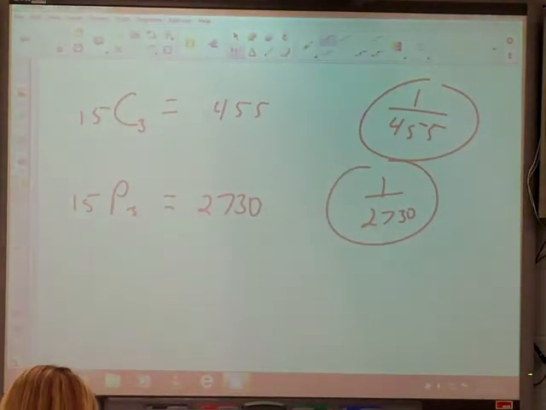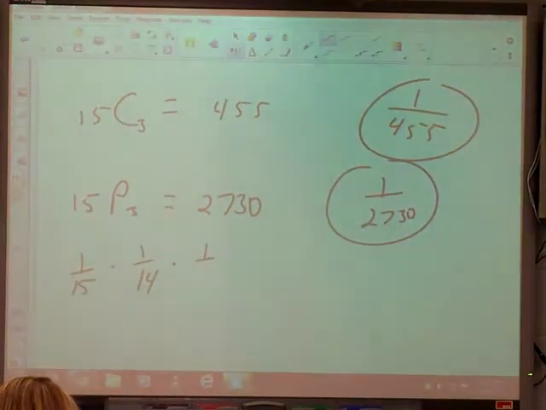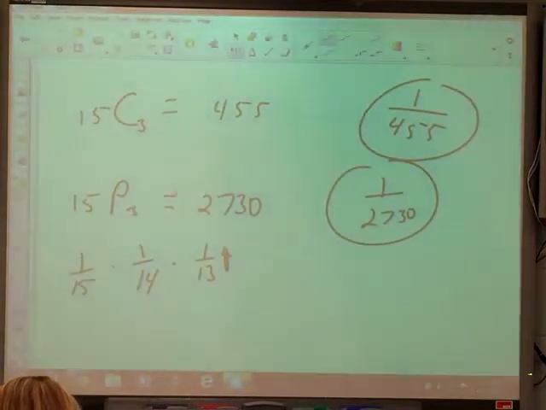Another way you could have done that, and actually the way I did it, I got a 1 out of 15 of me being president, and then a 1 out of 14 of the next person being vice president, and then a 1 out of 13 of the next person being treasurer. He could have multiplied it that way and got the same answer. I think y'all are more calculator minded and go to the P button. Anyway. Come here when you're done.